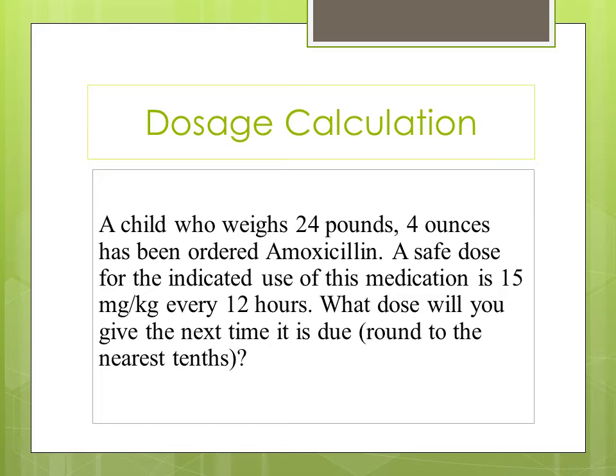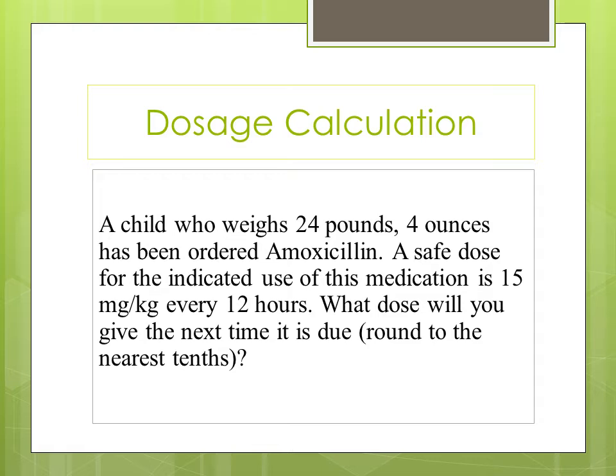Now let's apply these principles to calculate a medication dose. A child who weighs 32 pounds 4 ounces has been ordered amoxicillin. A safe dose for the indicated use of this medication is 15 milligrams per kilogram every 12 hours. What dose will you give the next time it is due? Round to the nearest tenths.